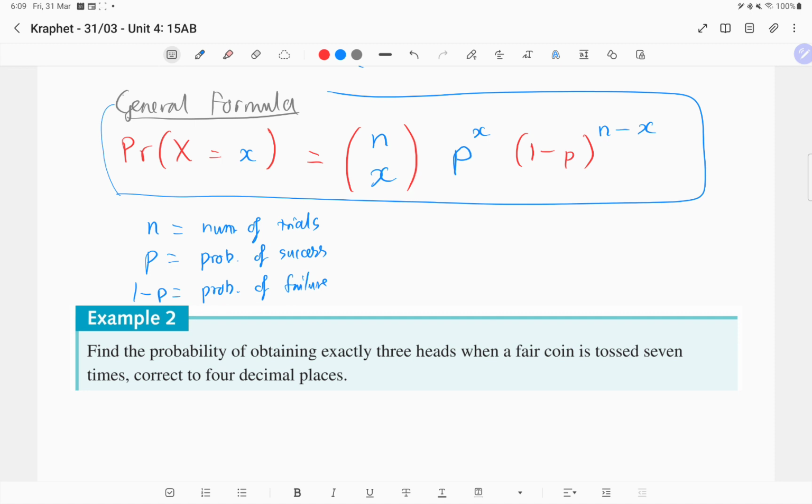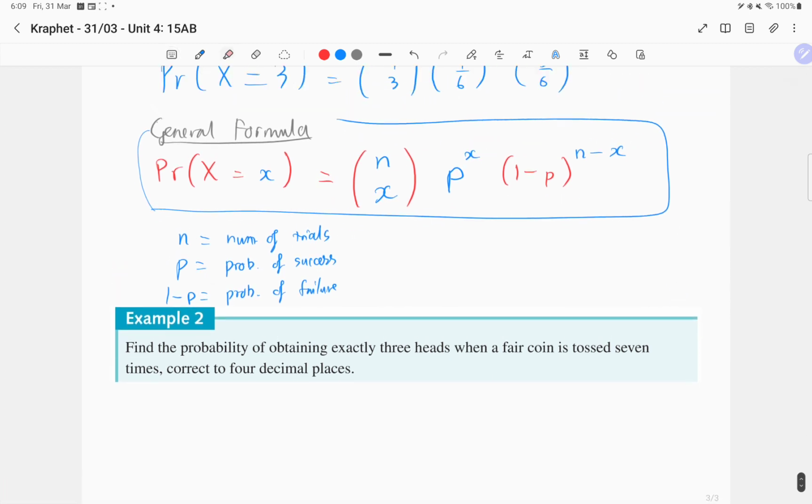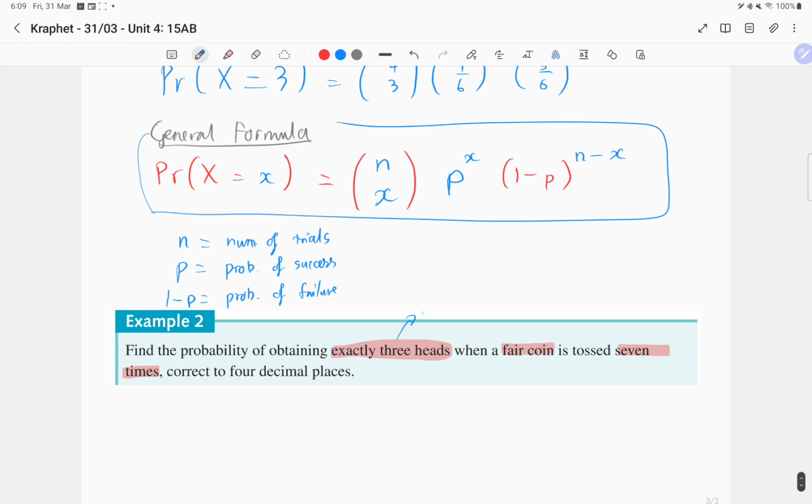Anyway, let's have a look at this example and see how we can apply the general formula. Find the probability of obtaining exactly 3 heads, when a fair coin, that is important, is tossed 7 times. So now we know the success scenario is getting a head. What does exactly 3 heads mean? It means the number of successes. I need to note this down: X is the number of successes. So X equals 3.